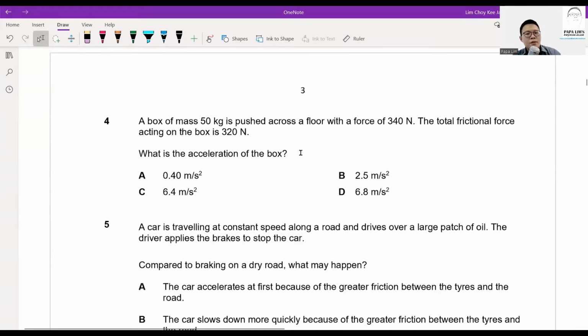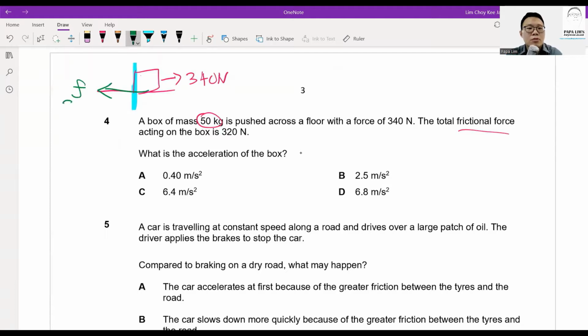Now, for question 4, it is a very classic example of a pushing box or Newton's law question, whereby you have a box which is 50 kg. Make sure the unit is in SI unit, kg. It's being pushed with a force of 340. Then the total friction force they give you, the friction force is opposing between the surfaces. It will be 320.